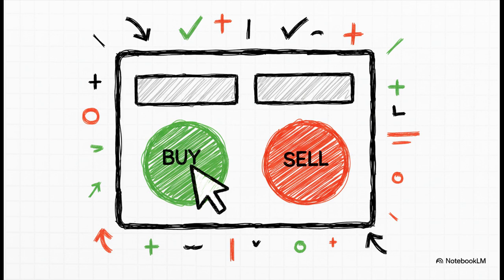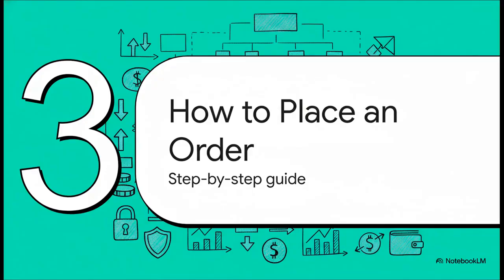After you've glanced at the chart and checked the pulse of the market in the order book, this little box is where you actually make it happen. It's where you place your trade. All right, theory is great, but let's get our hands dirty. This is the main event.